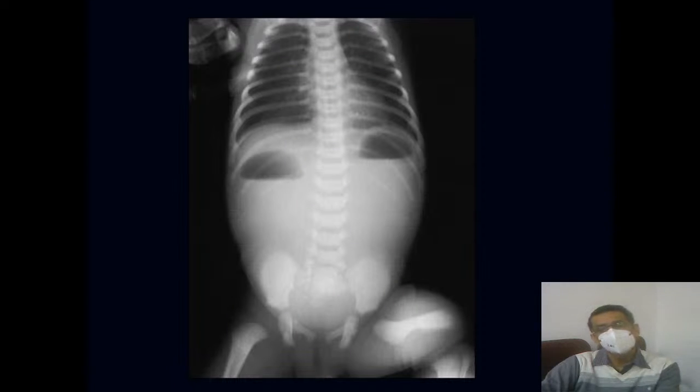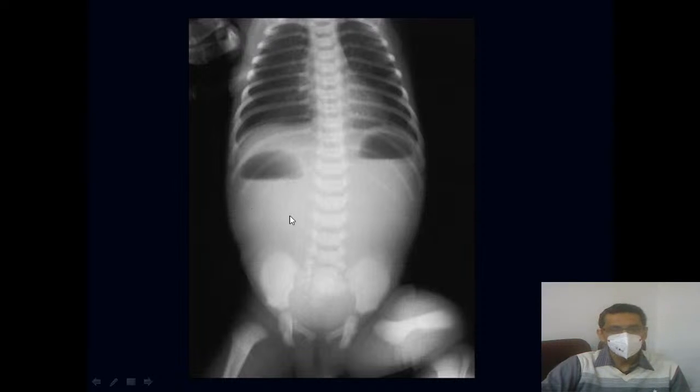Okay, let's see examples here. So this is obviously a child's X-ray. This has been done erect or supine. Just by seeing the X-ray, we can tell that it has been done erect. Why? Because whatever air I am seeing in the abdomen has a lower horizontal margin. That means there is an opacity, a soft tissue opacity below it, which has an upper horizontal margin.